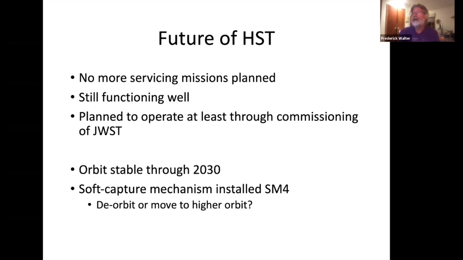And if we get another solar maximum starting in the 2030s, that will make the orbit decay. We don't want it to re-enter. It's rather heavy. NASA does not like liability issues if they can avoid it. So the soft capture mechanism that was installed will allow NASA to attach a rocket to the back of it, and either deorbit it into the South Pacific or move it into a higher parking orbit where it can be recovered later on. There's always been talk about, let's put it in the Smithsonian. It's been such a wonderful instrument, but that's a ways off.